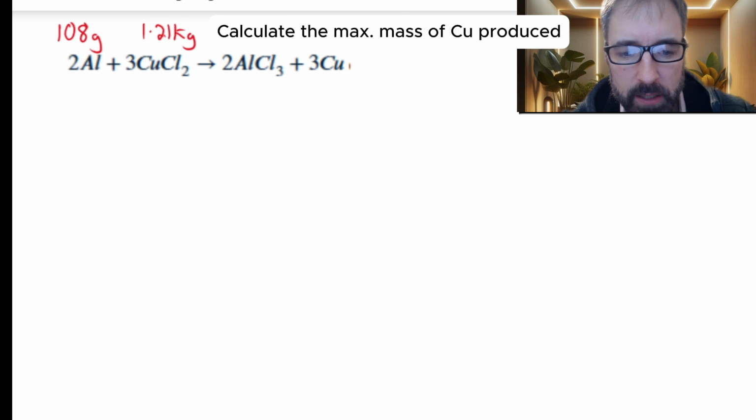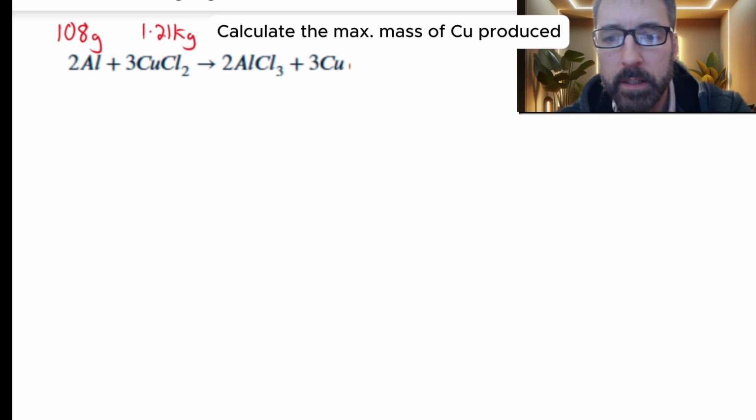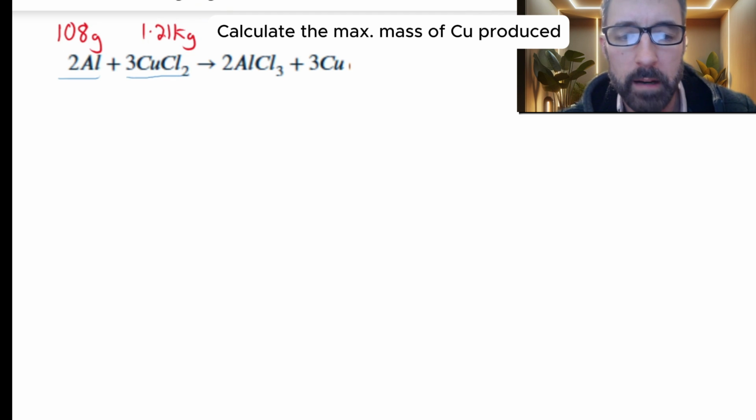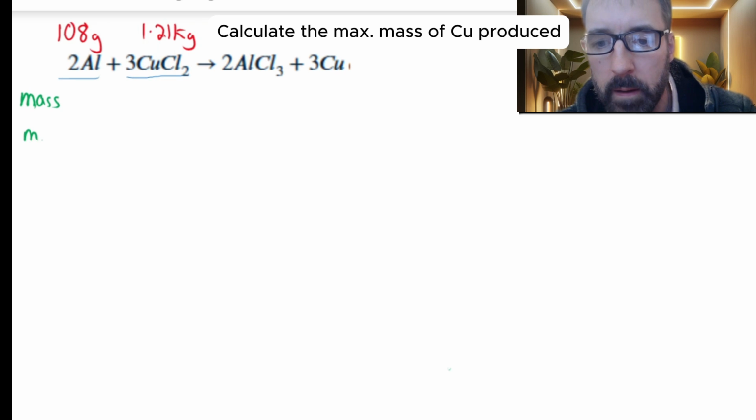So here, as you can see, we've been given the mass of aluminium, 108 grams, and the mass of copper chloride, which is 1.2 kilograms. You have to work out how many moles of each of these two reactants you have. And the easiest way to format this is mass, MR, and moles.